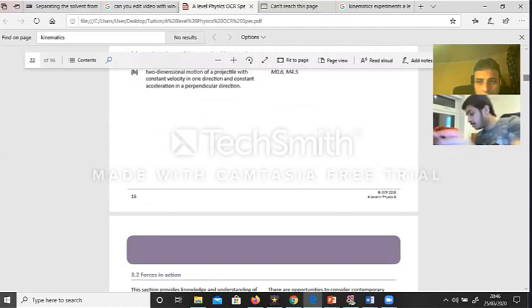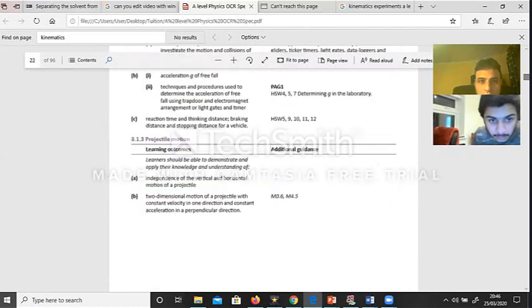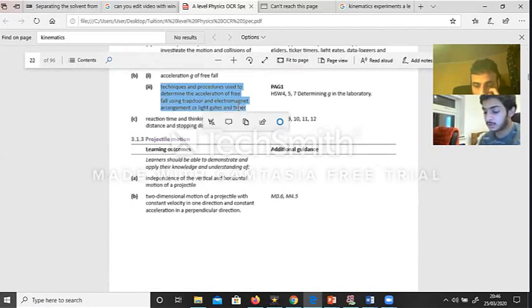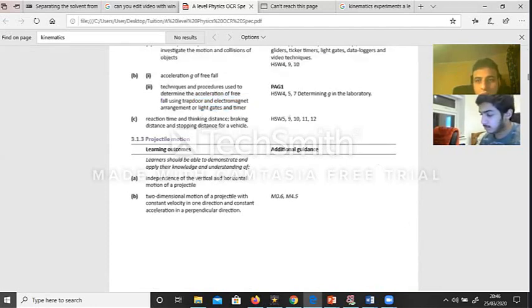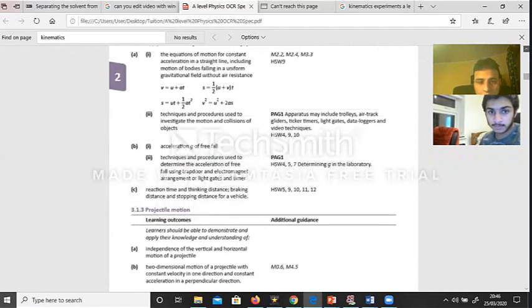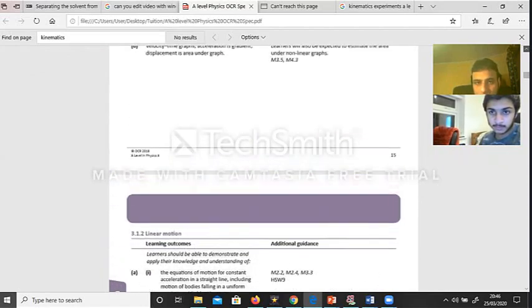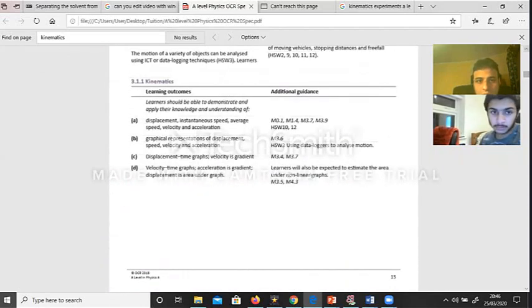Oopsie daisy, I'm going a bit fast. Let me go back up. Techniques and procedures used to determine the acceleration of free fall or gravity using a trapdoor and electromagnet arrangement, which we've done in the previous tuition center. You've got the notes on that, right? Yeah, I've got the notes on that. But we don't need to repeat it, do we? No. Now, I'm going to go back up for a second and look at some of the other things we've done in the previous tuition center, which is graphs: displacement, speed, velocity, and acceleration graphs.